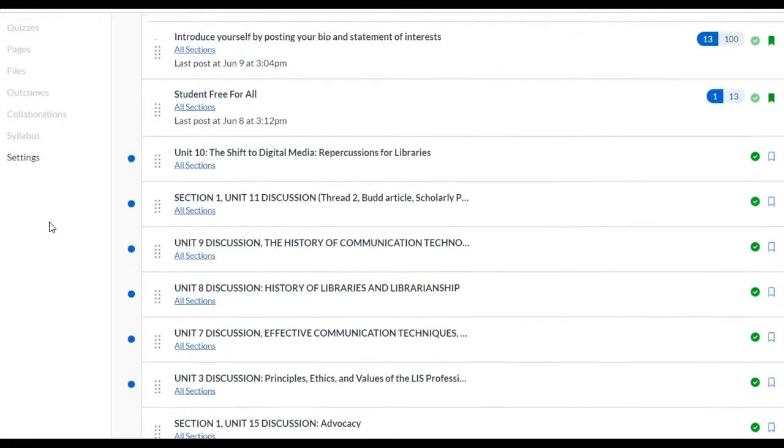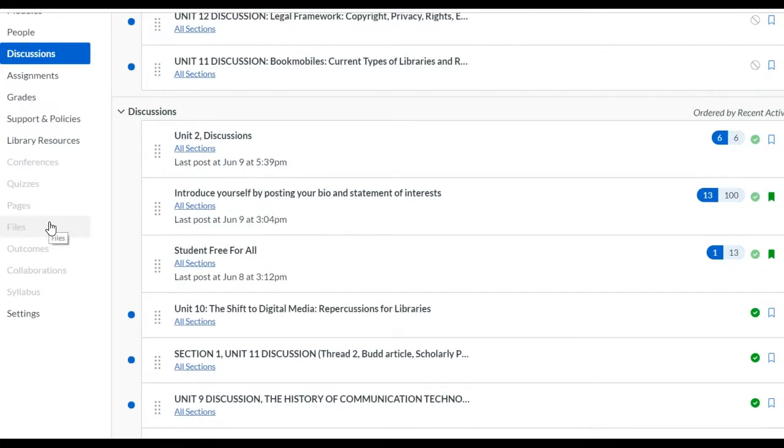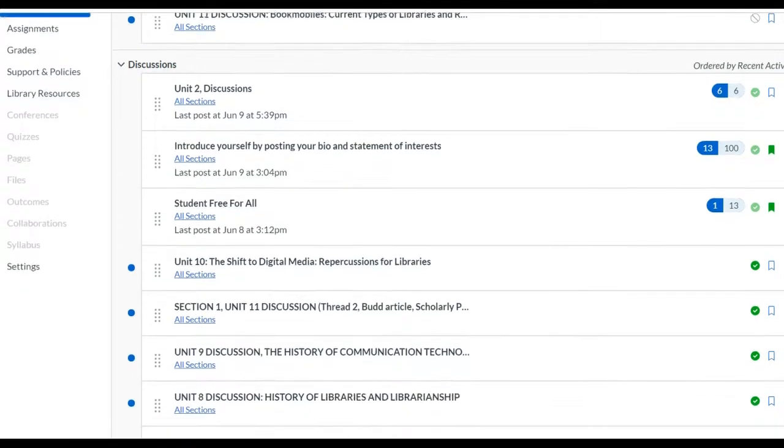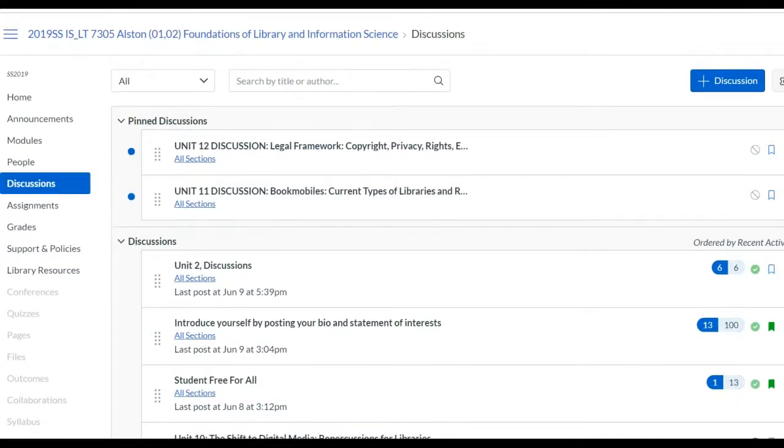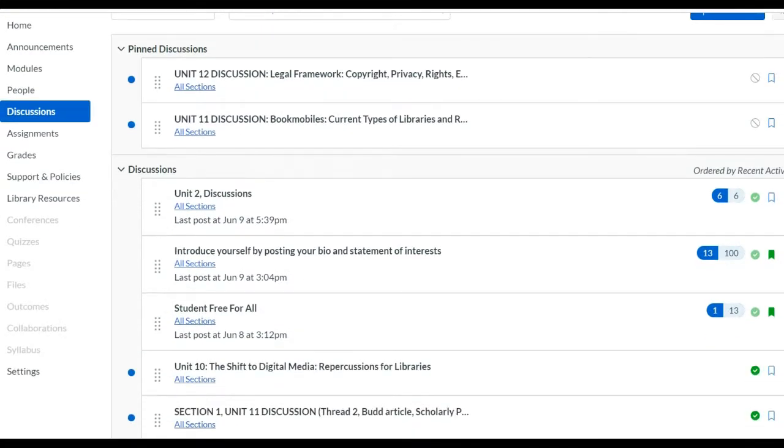But you will see all your discussion boards here, and you are required to answer the discussions for each unit. If you have some questions about the expectations, then let me know. But for the most part, as long as you have an original post and a response with each unit, then you should be fine as far as getting all your participation.